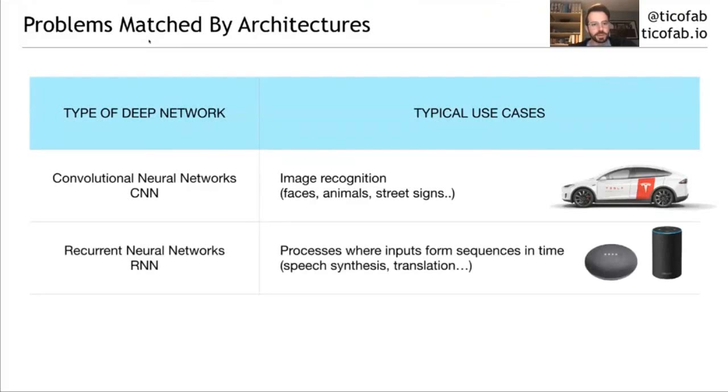Another type of deep network is recurrent neural networks, and those are networks that work with processes in the real world where inputs form sequences in time. So basically the input at any given time is dependent on the inputs that came before it and probably influences the inputs that come after it. And so speech is one of them. Words in a sentence often depend on what came before, and they have a different meaning or a different nuance, and they, of course, influence words that come after them.